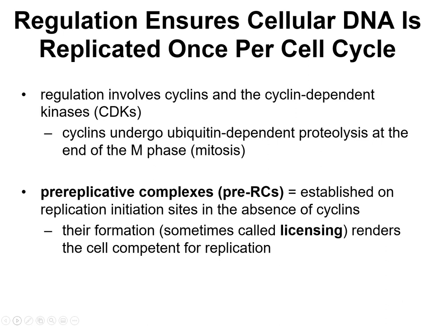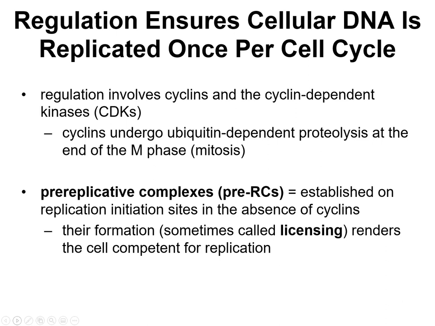There are what's called pre-replicative complexes, which is kind of like the whole DnaA thing in bacteria. And that's established on replication initiation sites that don't have cyclins. So it's like the pre-ready. It's like, all right, all we need is the one thing and then we're ready to go. And their formation, which is sometimes called licensing, makes the cell ready or competent for replication.